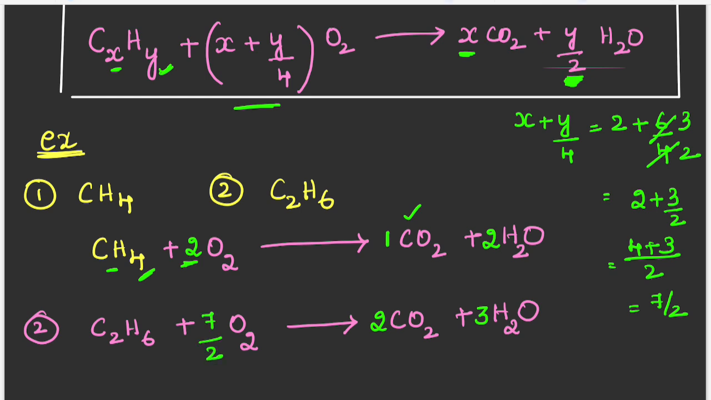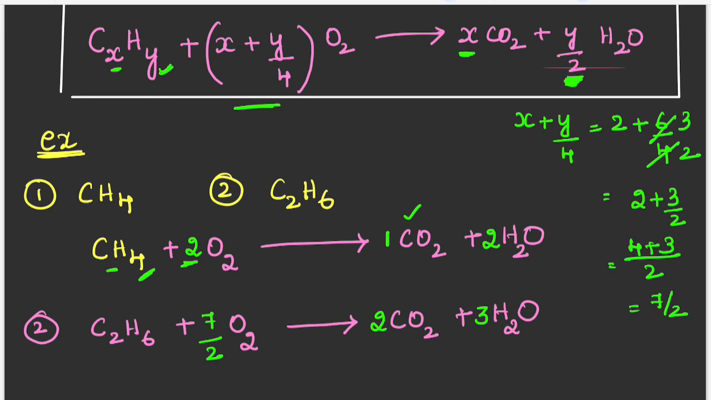Let us once again check whether it is balanced or not. Carbon is 2, and here you can see carbon is 2. Coming to hydrogen, 6. Here 3 2s are 6, hydrogen is 6. Then coming to oxygen, 7 by 2, meaning 3.5. Let us see how many oxygens are there. Here 2 2s are 4 oxygen, and here 3 oxygen atoms are there. So 4 plus 3 is 7. 7 oxygen atoms are present.